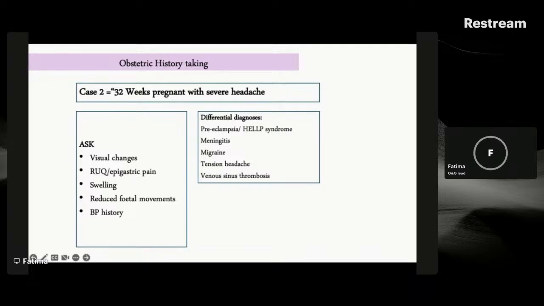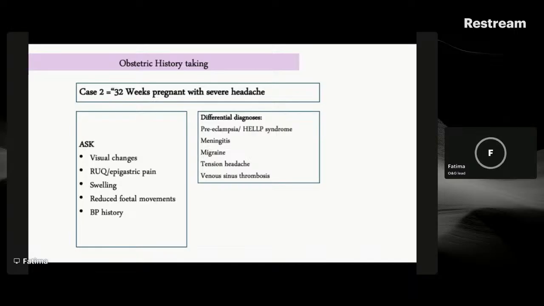Main differentials, we're thinking preeclampsia, HELLP syndrome, as we've just mentioned. Other possible differentials can include things like meningitis, especially if they've got neck stiffness and photophobia. Could it be just a migraine or a tension headache? Or even venous sinus thrombosis. So don't forget even rarer causes that you would suggest for a non-pregnant lady when you're doing a history. It's similar in pregnancy, and if anything, ladies are probably even more predisposed to it.